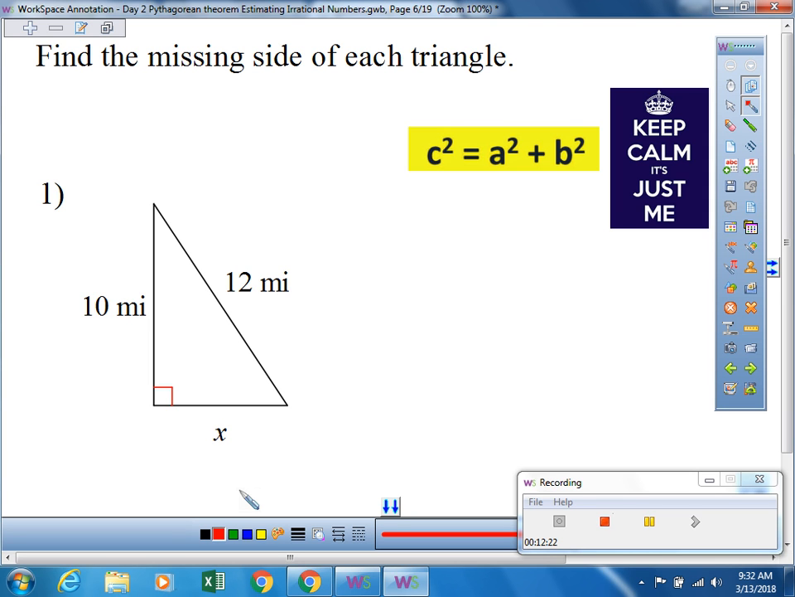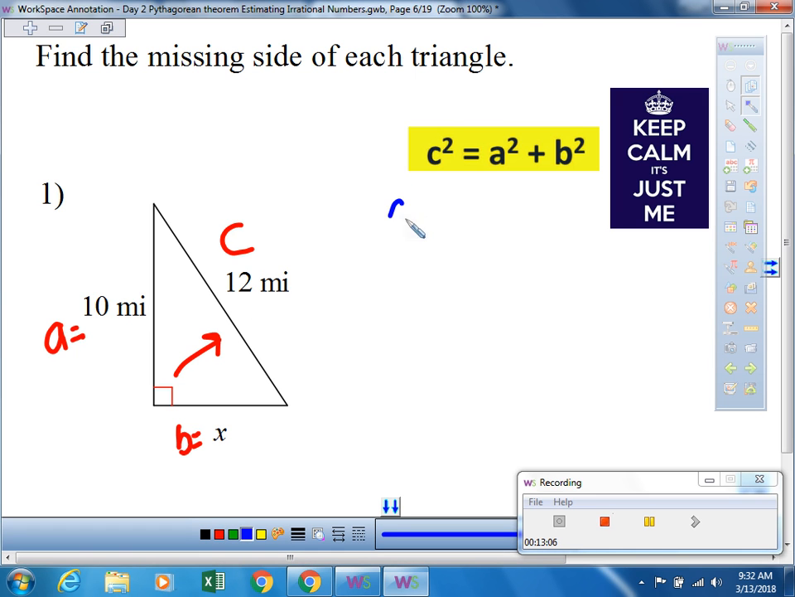The missing side is what? A, B, or C? B. Now, if you were absent yesterday, the sides that make up the right angle are A and B, and you can interchange them. I can call this side A and this side B, or this side A and this side B. It doesn't matter, but the side opposite is always side C.